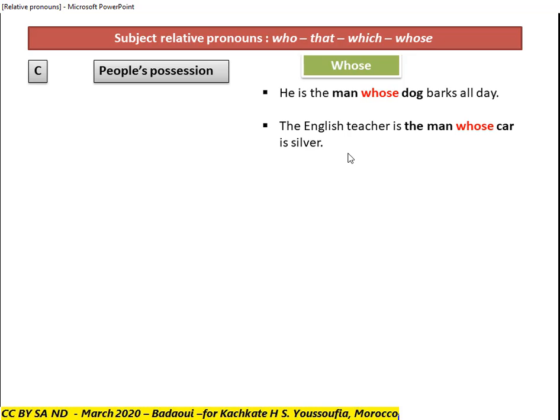Another example to illustrate more: the English teacher is the man whose car is silver. So whose car describes the man, and whose dog describes the man here again, to identify which man we're talking about. And here again we have: they are the family whose daughter died in a fire last year. "Whose daughter died last year" is a clause that defines the word family.